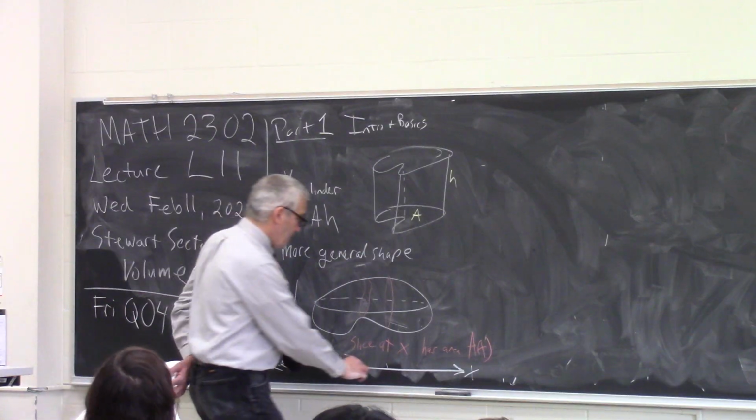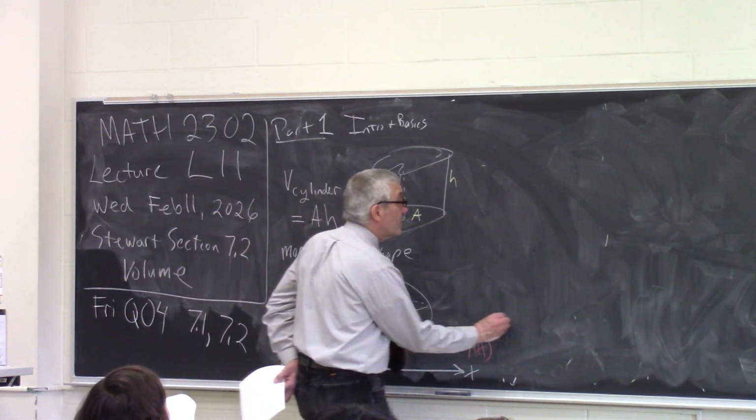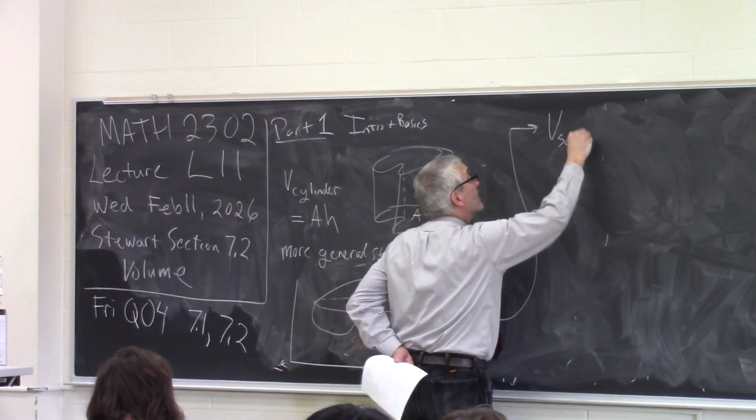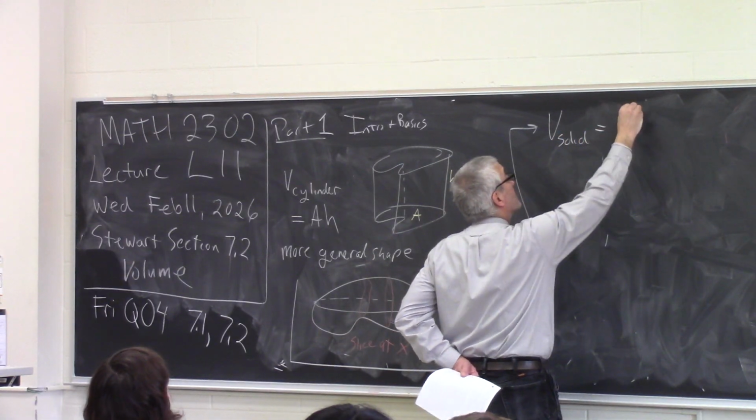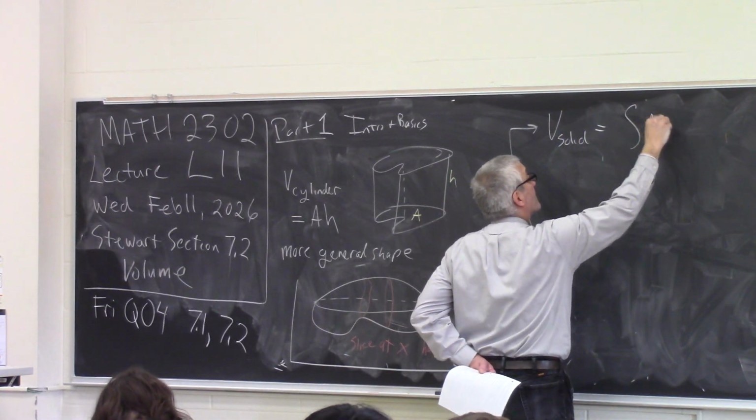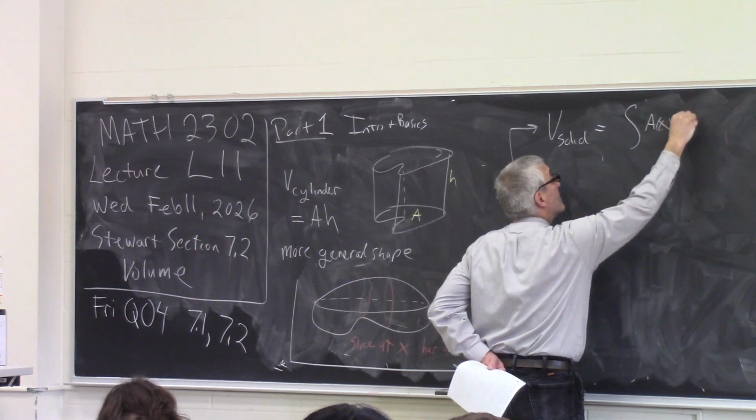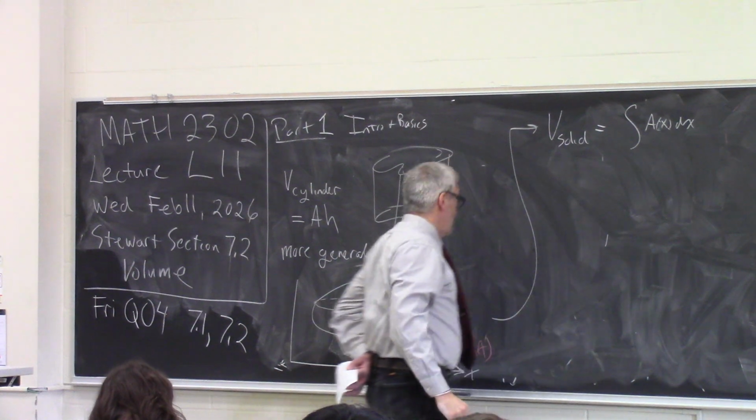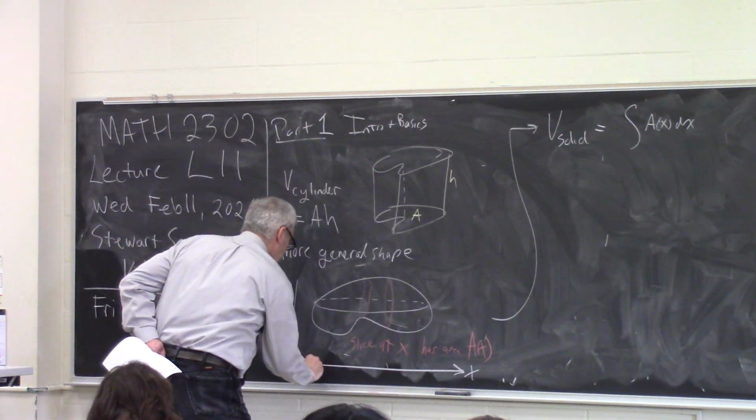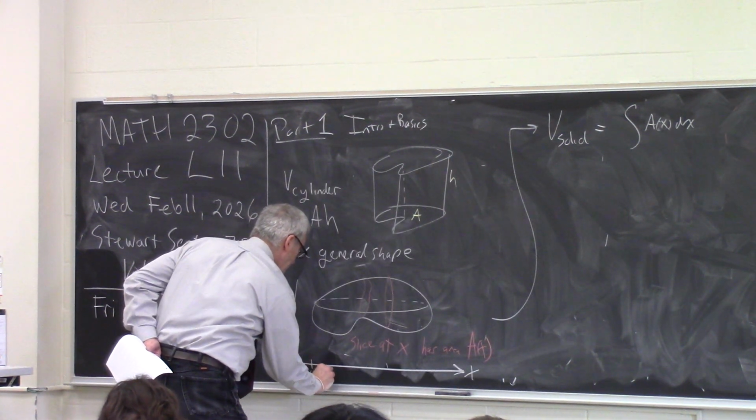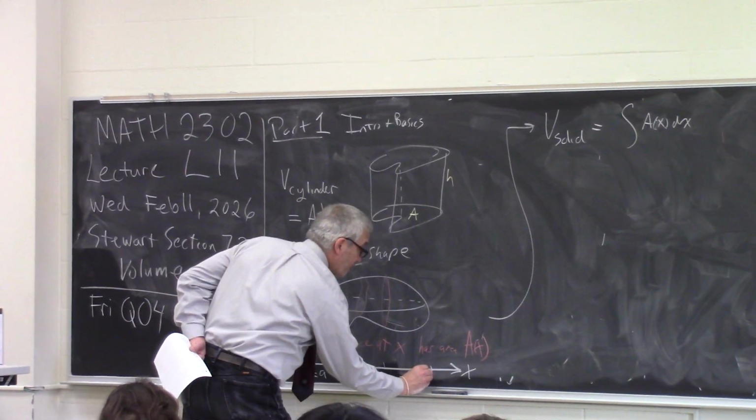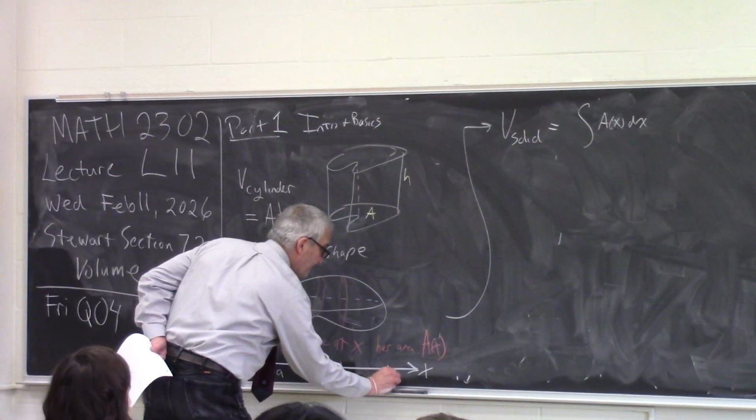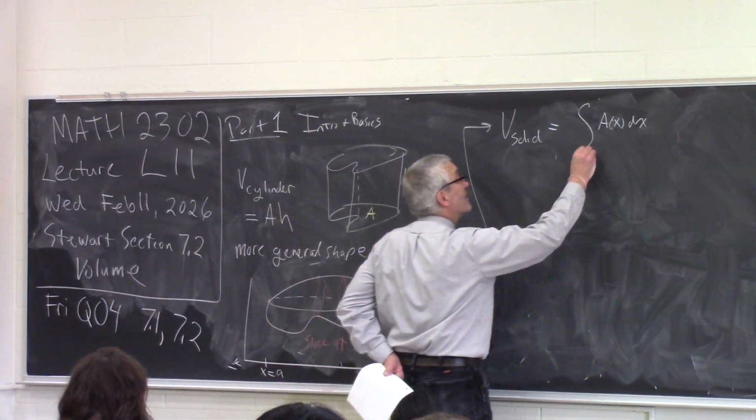And so the volume is going to be obtained by an integral. You integrate the area of those slices. So you integrate the function A(x). And this integral is going to start at one extreme of your shape, of your solid, and end at the other. So it's going to be an integral from some a to b.